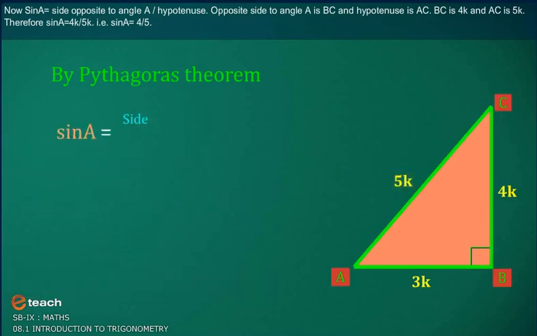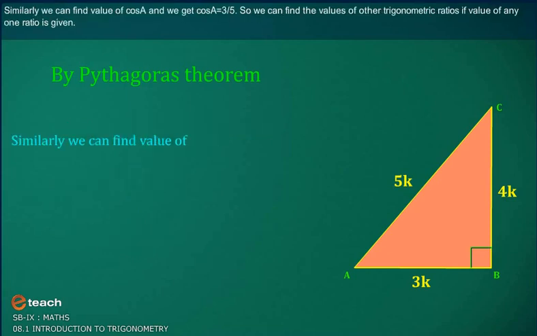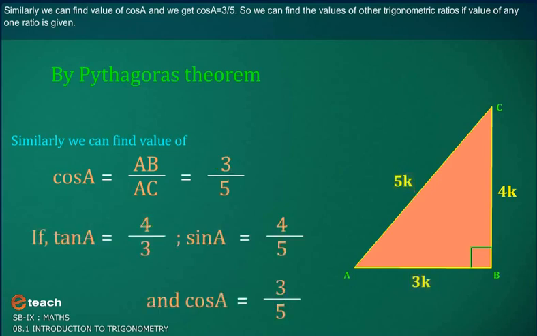Now, sin A is equal to side opposite to angle A by hypotenuse. Opposite side to angle A is BC and hypotenuse is AC. BC is 4K and AC is 5K. Therefore, sin A is equal to 4K upon 5K. That is, sin A is equal to 4 upon 5. Similarly, we can find value of cos A and we get cos A is equal to 3 by 5. So we can find the values of other trigonometric ratios if value of any one ratio is given.